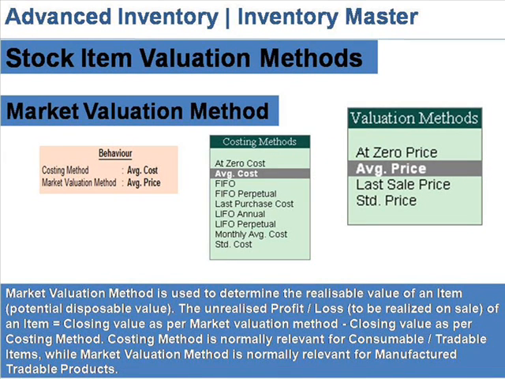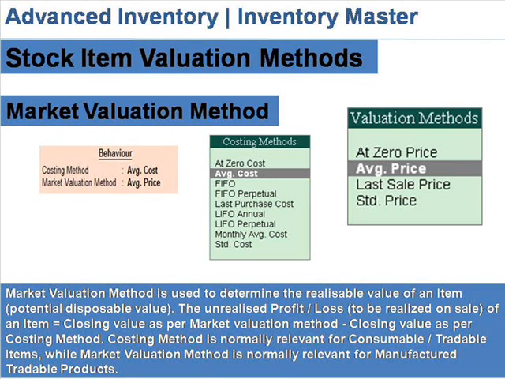Market valuation method. Market valuation method is used to determine the realizable value of an item, for example, potential disposable value. The unrealized profit or loss to be realized on sale of an item is equal to closing value as per market valuation method minus closing value as per costing method.